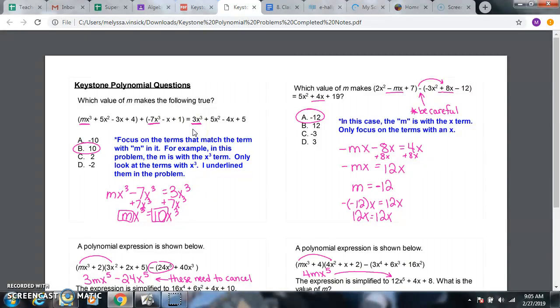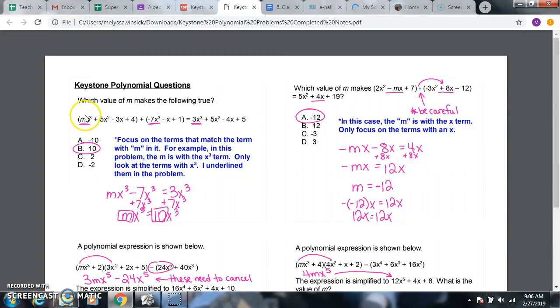Now, when you're going through these, you really only need to focus on the terms that match. You have to find the like terms that are going to matter for this specific problem. Because our m is connected to our x to the third term, you only need to look at your x to the third terms. So we're going to pull those pieces out, which are the pieces that we have underlined. That's the only term that truly matters for your final answer here.